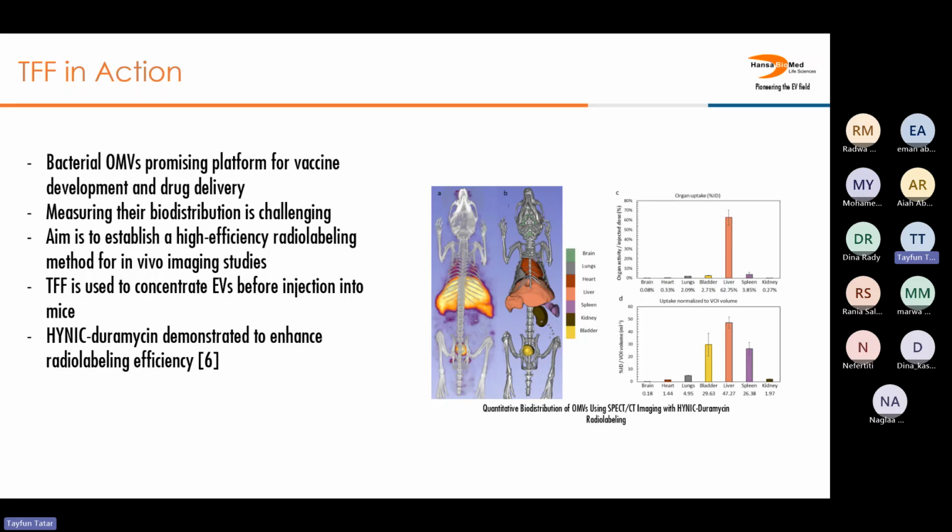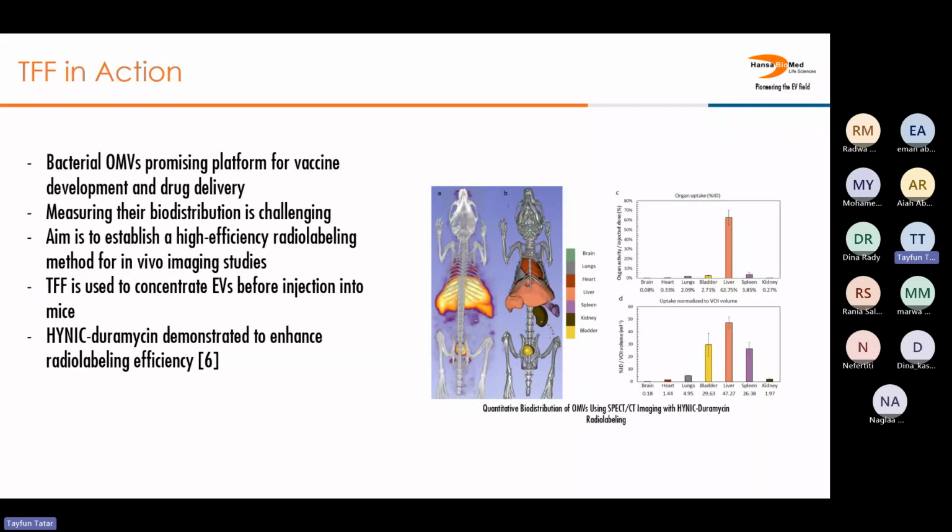And then in a second example, now the EV containing source is bacterial cultures, meaning that bacterial OMVs are isolated with our tangential flow filtration cartridges for their potential use as vaccine development or drug delivery platforms. And here in this paper, the aim is to measure their biodistribution, which is a challenging aspect of introducing the drug to the living organism. And the aim is to establish a high efficiency radiolabeling method.